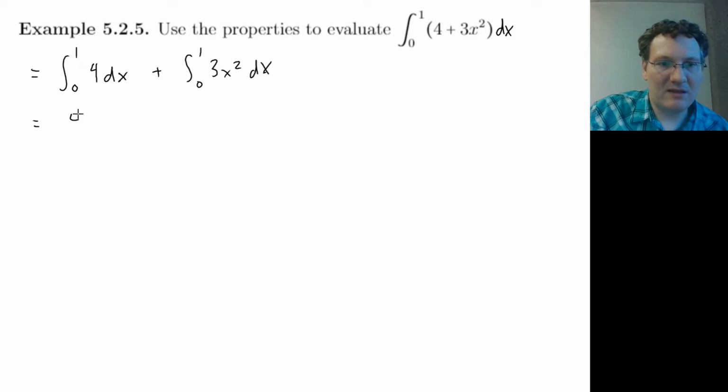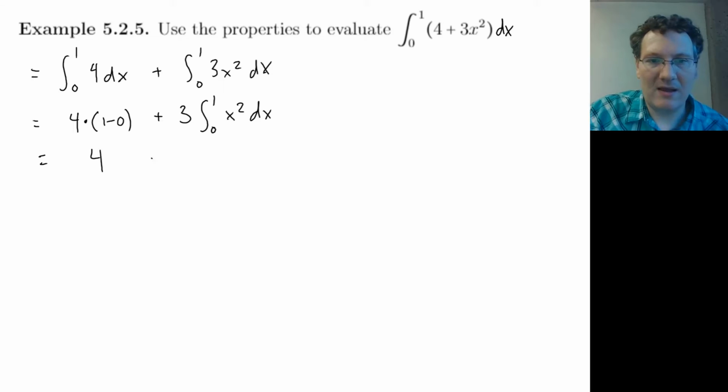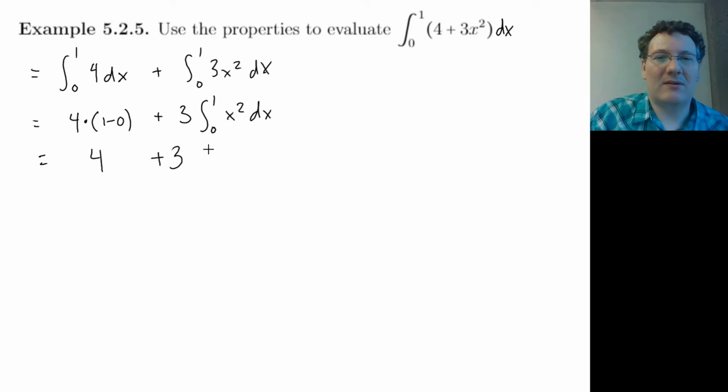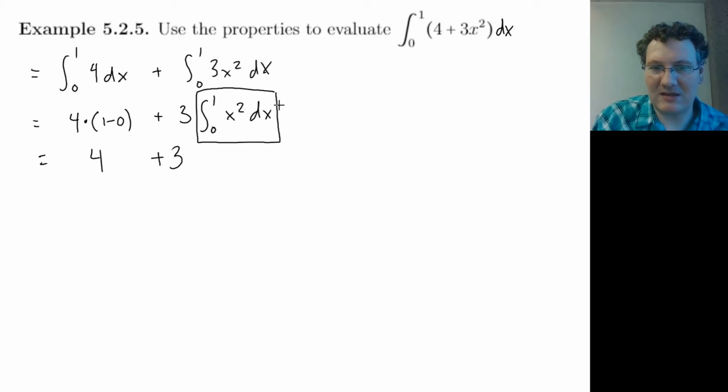We know that the integral of 4 from 0 to 1 is 4 times 1 minus 0, 4 times that range. And we can factor the 3 out of the integral from 0 to 1 of x squared dx. We've evaluated the first as a 4, and this is a 3. If you recall from a previous example, we evaluated this by a limit of Riemann sums. It comes out to be 1/3. And so what we get then is 5.